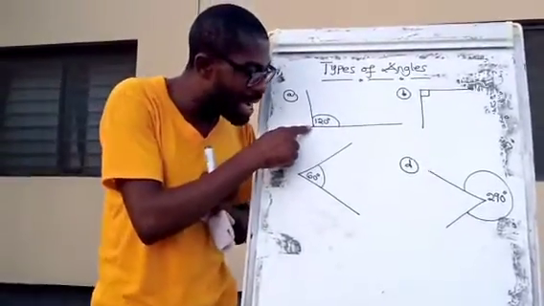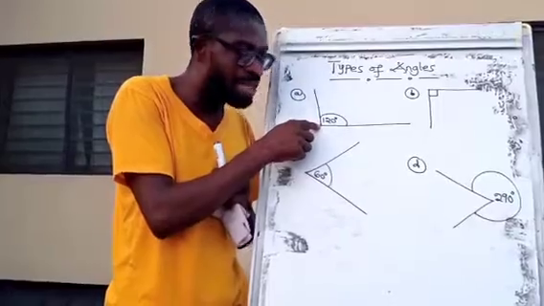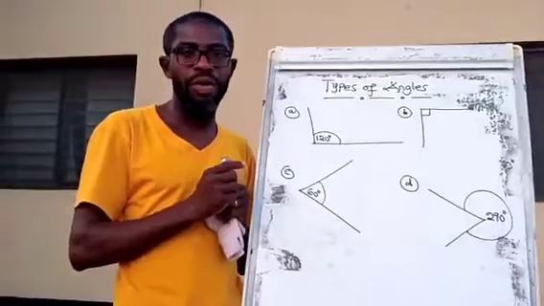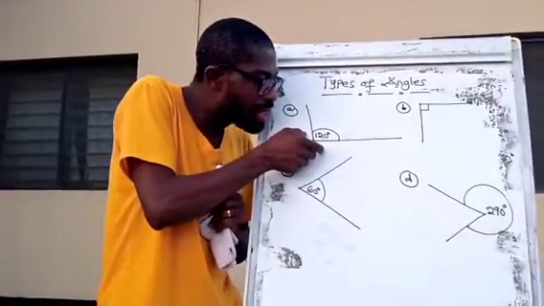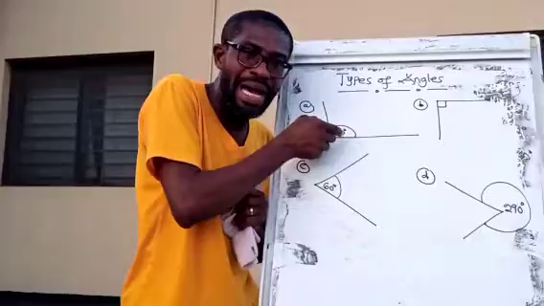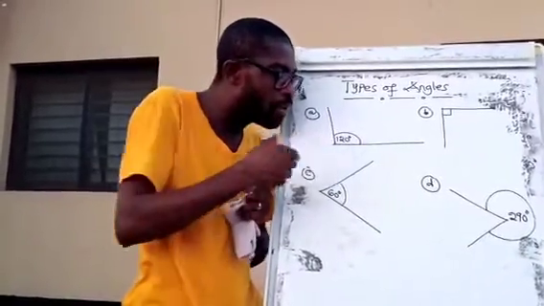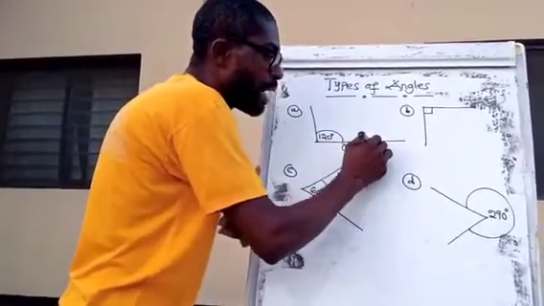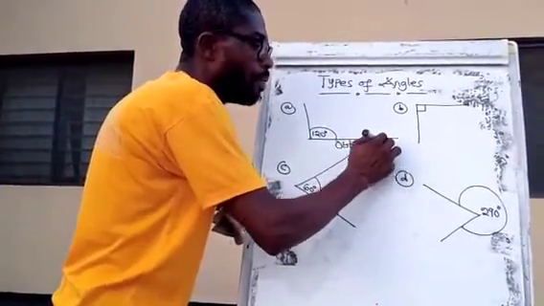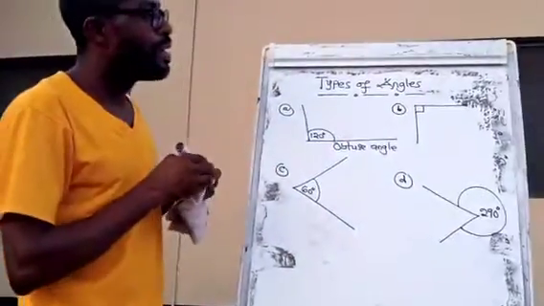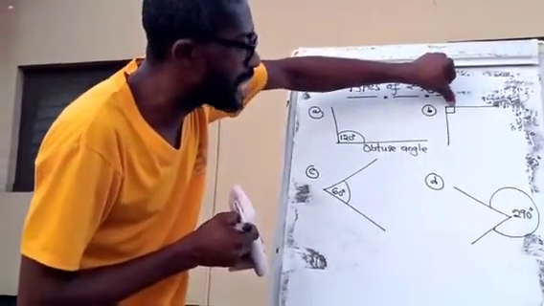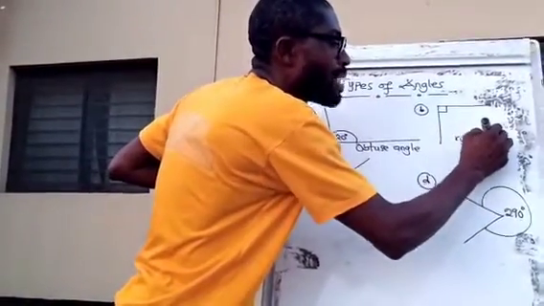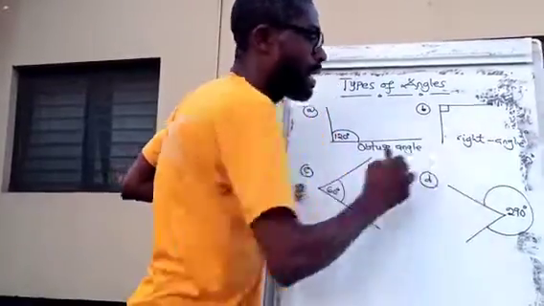Now when we look at this angle here, 120 degrees, this angle is an obtuse angle because it is within the range of 90 and 180. So such an angle is known as an obtuse angle. This angle is just a single angle giving us 90 degrees. So this is what we term as a right angle.